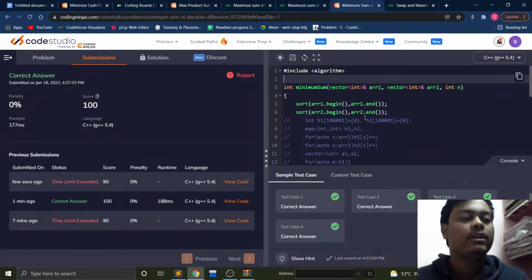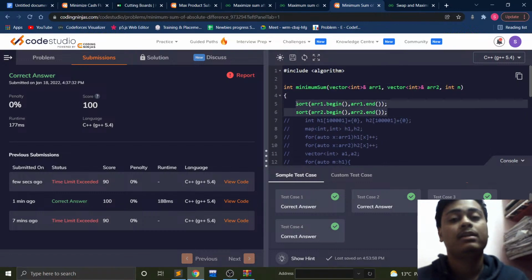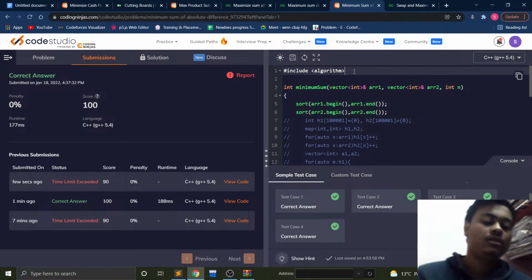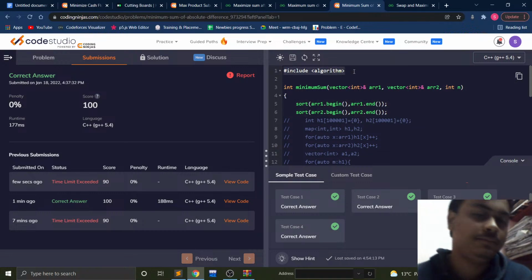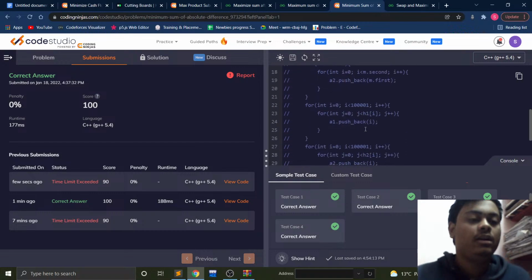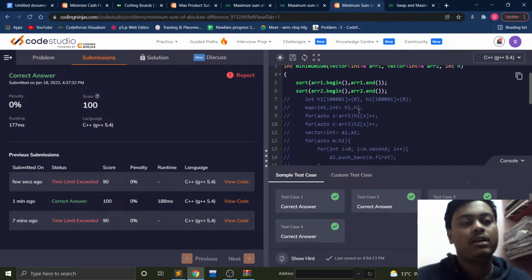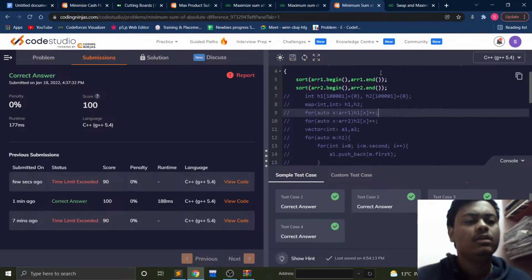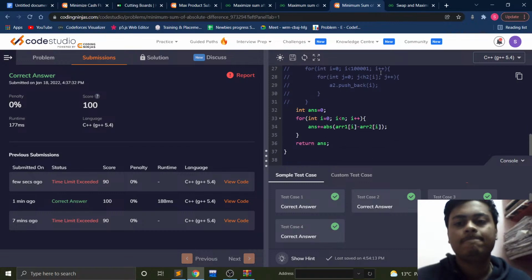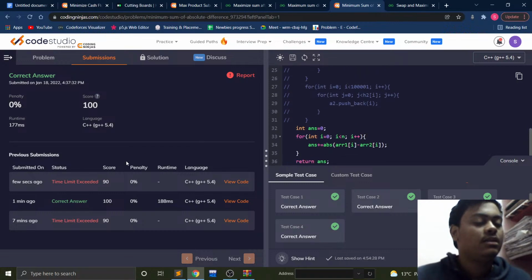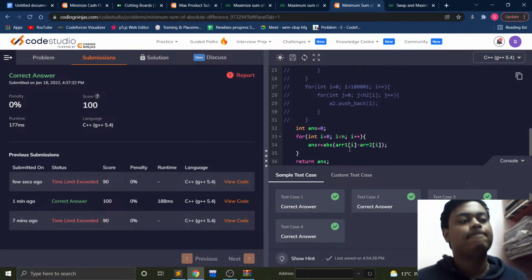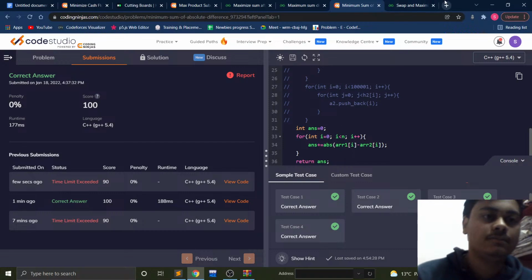Next is this problem where the only issue was to actually make the sort function work, which required me to do include algorithm. I did my own sorting also, but it was kind of like n square log n or something like that. I don't know, because I was copying in another vector. Rest, just sort both arrays and take one-to-one correspondence.